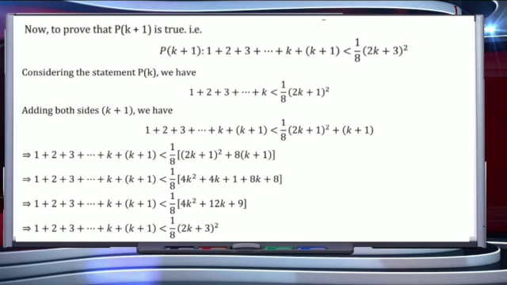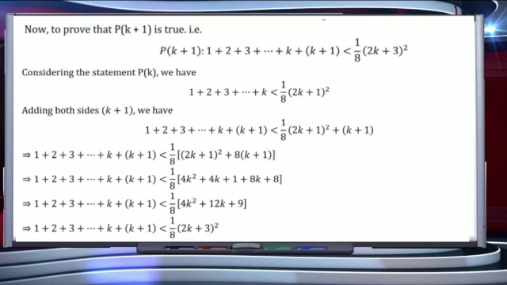So we are first taking the help of Pk, which was given by 1 plus 2 plus 3 and so on up to k less than 1 by 8 (2k plus 1) whole square. So students, in such types of questions we always take the help of P of k. So here we are adding k plus 1 on both the sides. When we add k plus 1 on the LHS, that will become the LHS of P of k plus 1. Now our requirement is to prove this whole to be less than 1 by 8 (2k plus 3) whole square.